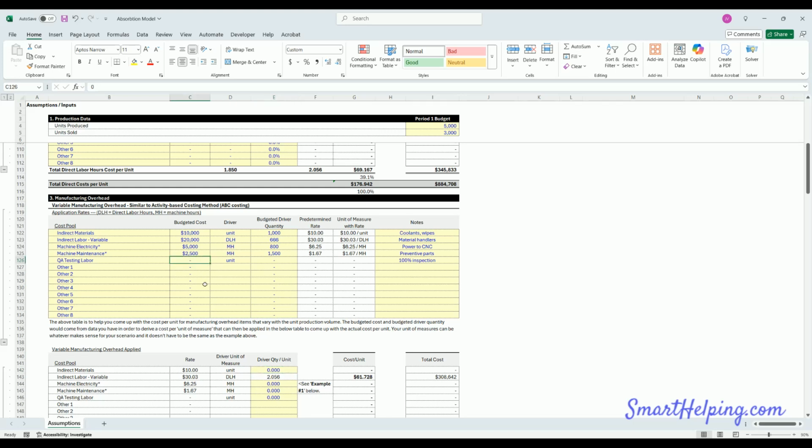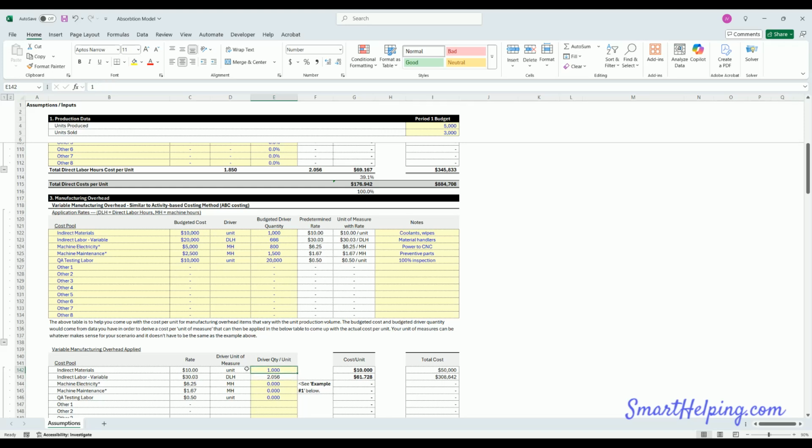Let me put this last one in. QA testing. This is again measured in units. So anything measured in units, we'll put a 1 down here. And these, I'll explain why in a second. Let's say QA testing, 10,000, and let's say you get 20,000 units out of that. So it only costs you 50 cents a unit in QA testing. Okay, so these two are already broken into units as their driver. So we just put 1 here because we're saying it costs $10 per unit.